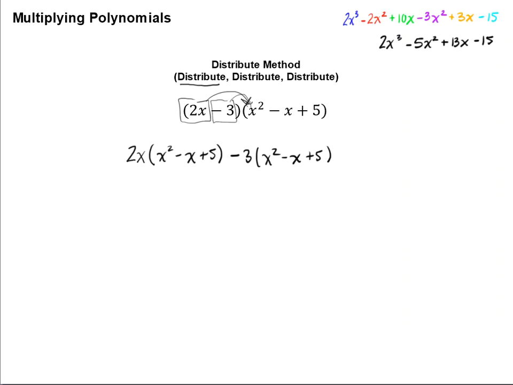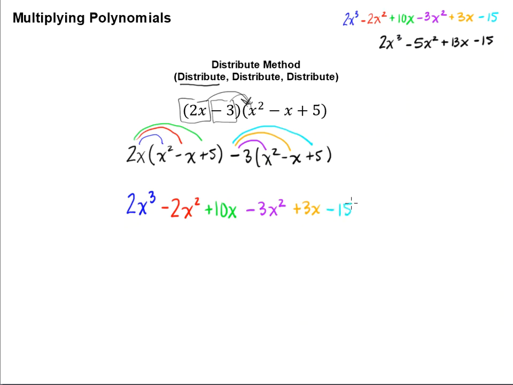Now, I basically do what the rainbow method was, I'm just going to do it with the 2x. I'm going to multiply the 2x to each of these, and then I'm going to multiply the negative 3 to each of these. So the 2x gets multiplied to the x squared and becomes 2x to the third. The 2x gets multiplied to the negative x and becomes negative 2x squared. The 2x gets multiplied to the positive 5 and becomes positive 10x. The negative 3 gets multiplied to the x squared and becomes negative 3x squared. The negative 3 gets multiplied to the negative x and becomes positive 3x. And the negative 3 gets multiplied to the positive 5 and becomes negative 15.